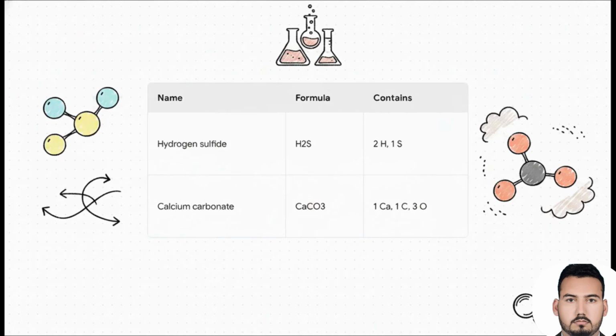Take hydrogen sulfide, H2S. That little subscript, 2, tells us we've got 2 hydrogens, but look after the S. There's no number, so our invisible one rule kicks in. That means just 1 sulfur. Make sense? Okay, let's try a tougher one. Calcium carbonate, CaCO3. No numbers after the Ca or the C, which means exactly 1 calcium and 1 carbon atom. But then we have that O3. That means 3 oxygen atoms all locked together in this one particle. Seriously, you are officially reading chemical formulas now.